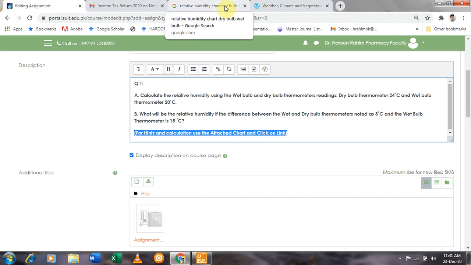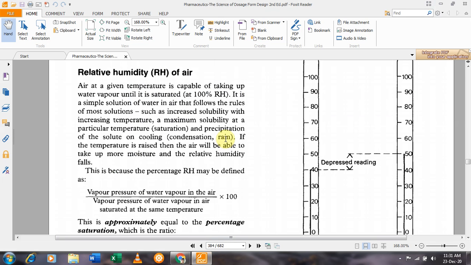But before going to the calculation, first of all I would like to tell you about the relative humidity, and what is meant by the relative humidity. As you know, relative humidity of air, abbreviated as RH, means that air at a given temperature is capable of taking up water vapor until it is saturated at 100% relative humidity. The water vapor will be taken up by the air until it is completely saturated.